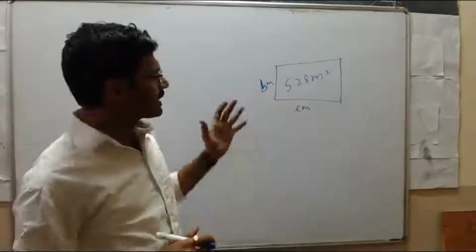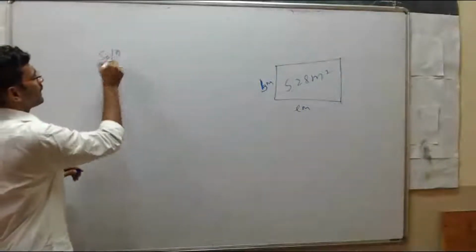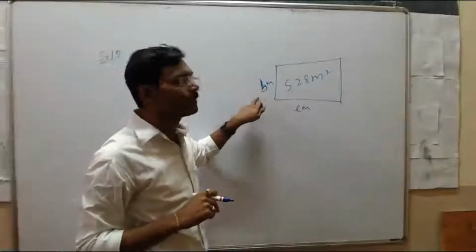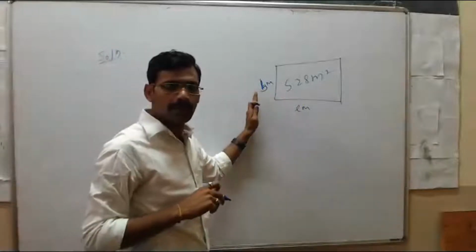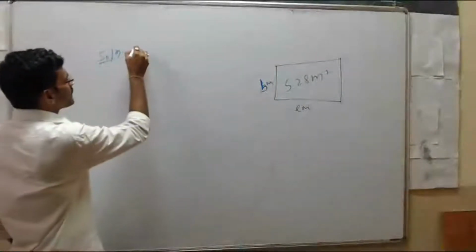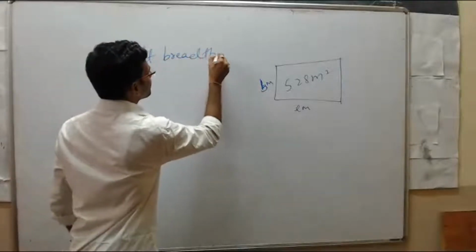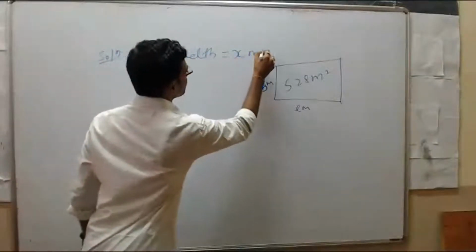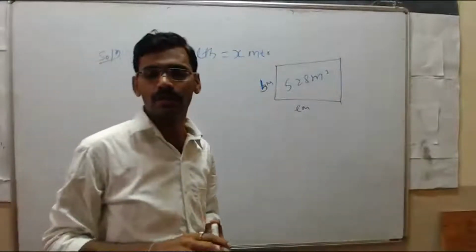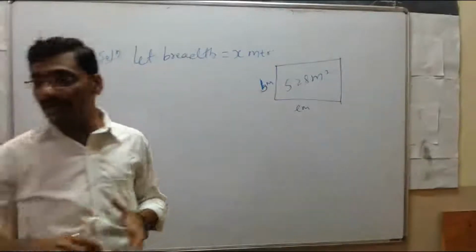We have to represent the situation in the form of a quadratic equation. Length is compared with breadth, but what is the value of breadth here? We don't know the exact value of breadth. For this reason, we have to consider: let breadth be x meter. Now, what is the value of length?